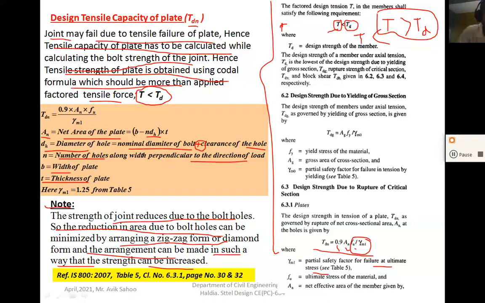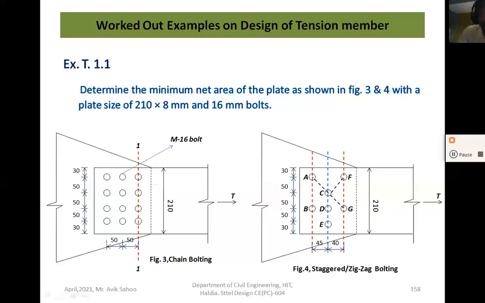Strength is also increased. The reference given is IS 800:2007. In table 5, the factor of safety is given. Go to clause number 6.3.1, and read these provisions properly to design members for tensile forces. Well, now I am going to discuss a few examples on design of tension members.